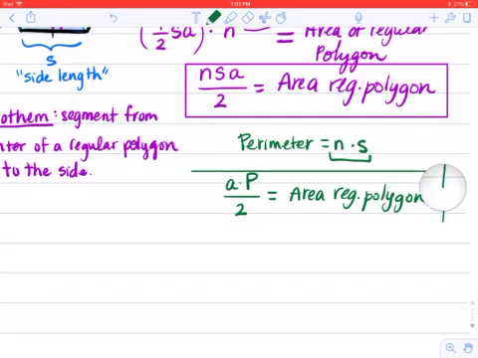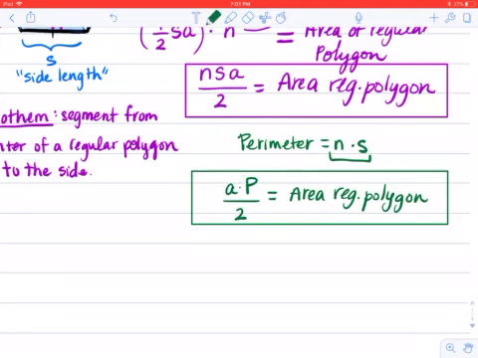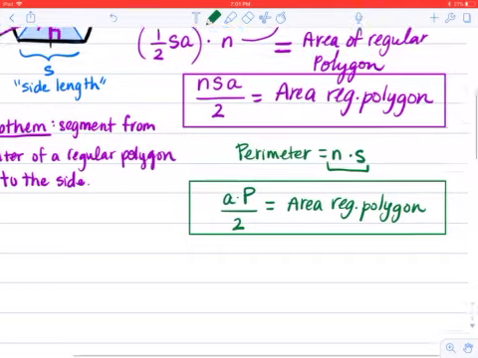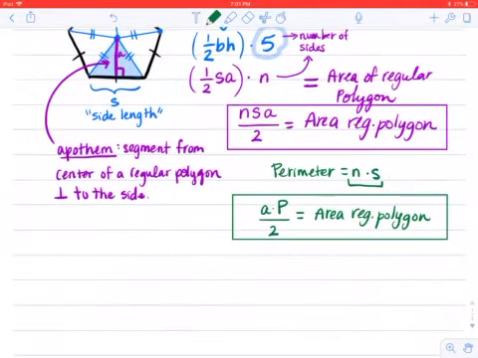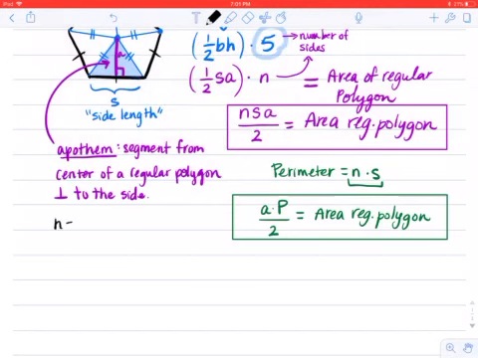Okay, so both of those are literally the same exact formula. Please don't think that they are different. They are the same. You can use whichever one you want to use. If they give you the perimeter already, then use AP over 2. But if you can't remember that and just do NSA over 2, that's fine too. Okay, so make sure you know what all of these variables stand for.